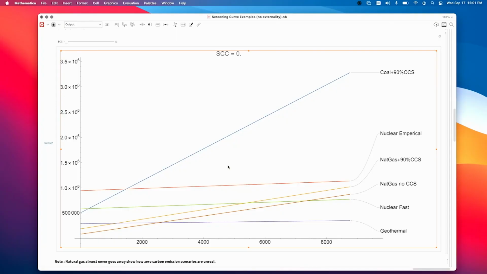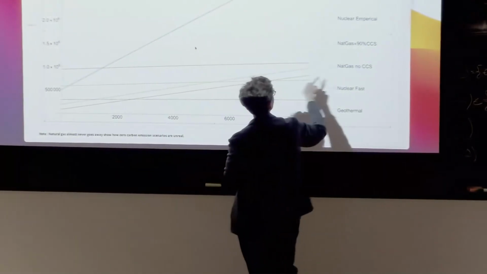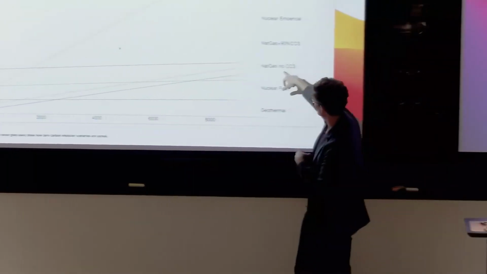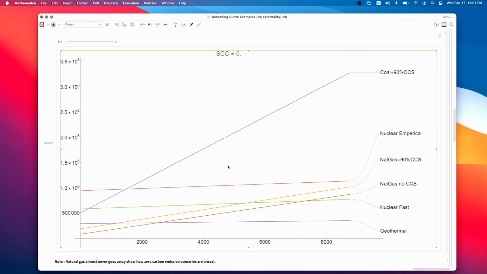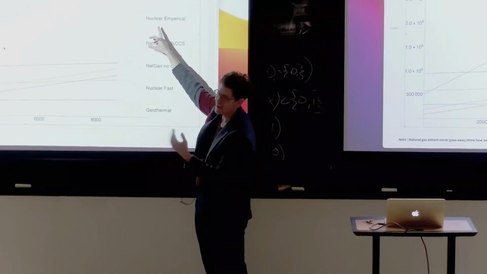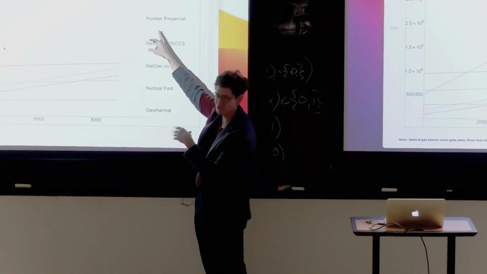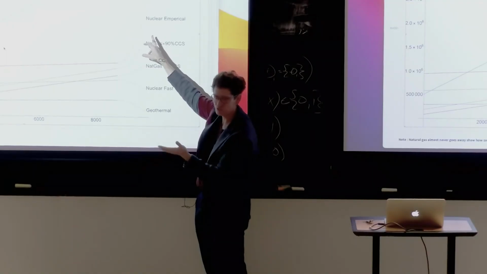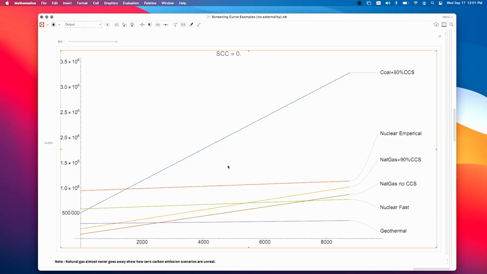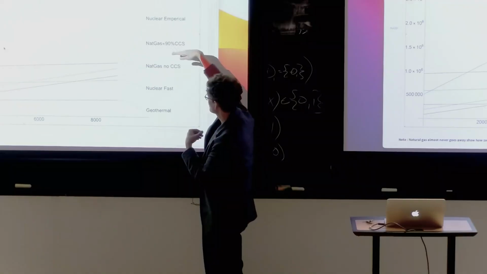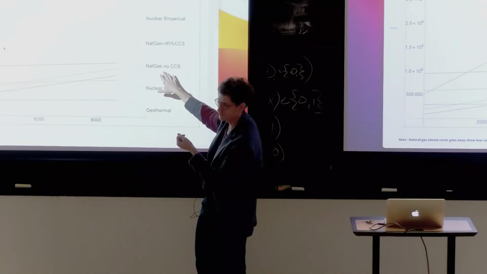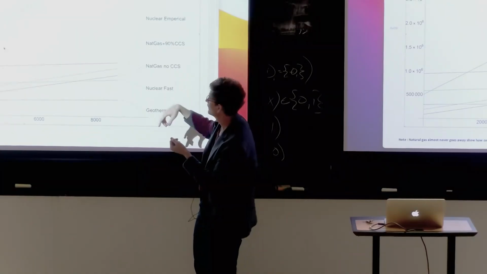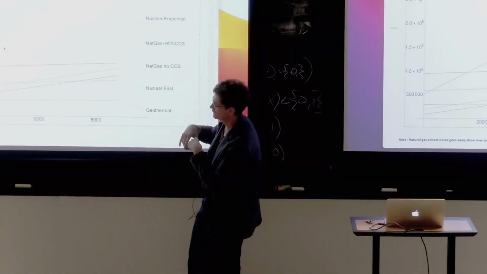Then natural gas, let's see, natural gas, no CCS, yeah. So this is natural gas without carbon capture and storage, and natural gas with carbon capture and storage. Nuclear empirical is basically the average construction time for recent nuclear plants in Western countries, and coal plus carbon capture and storage up there. So the only CO2 emitting option here is natural gas without carbon capture and storage, right? So these are things that I think are reasonably in play.